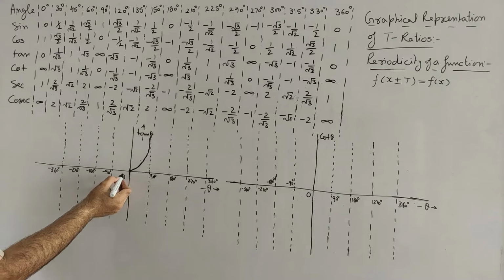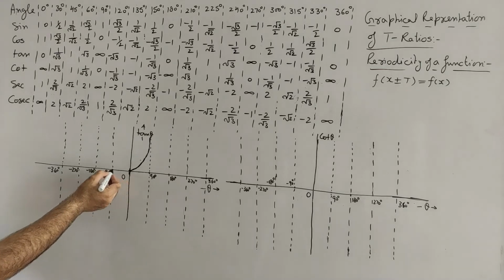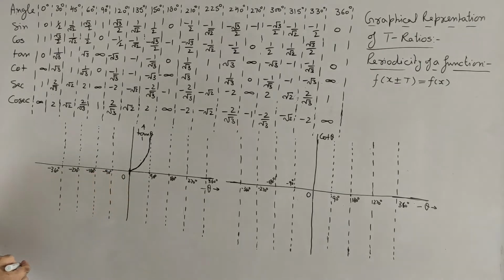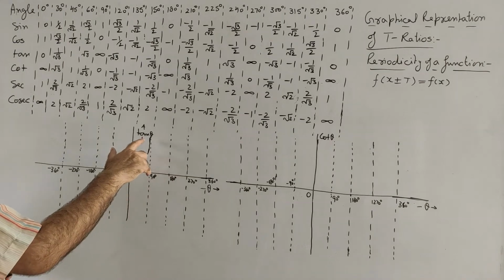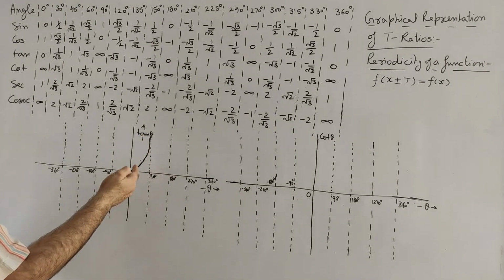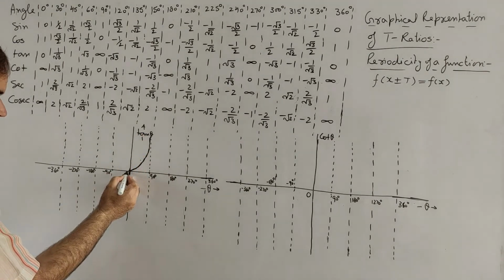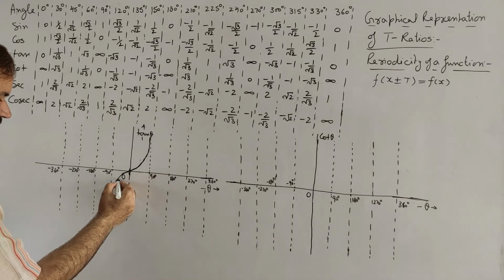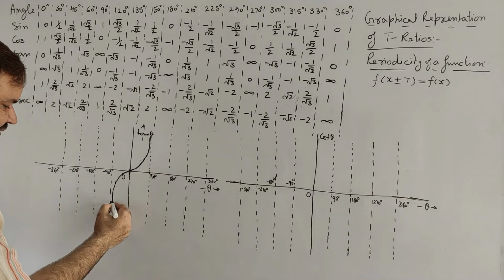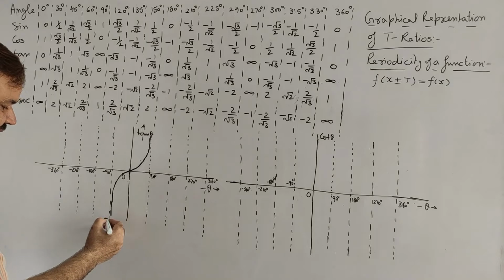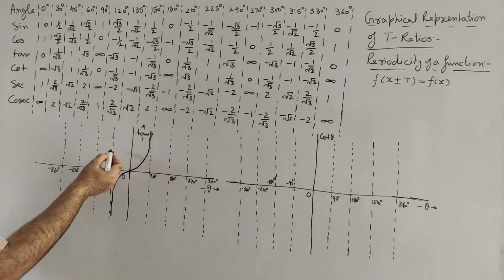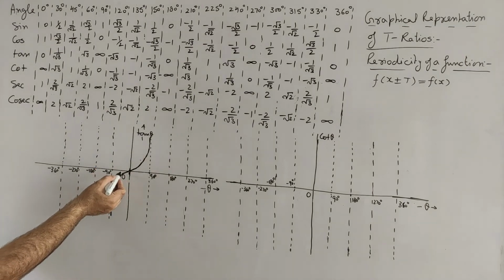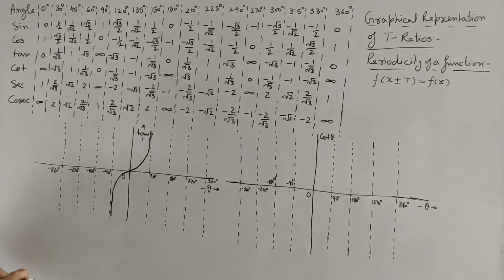Now when we come to minus 90 degree, then from 0 to minus 90 degree, tan minus theta is minus tan theta. So all these values will change in the same fashion but in negative direction. So it means the curve will be like this. Again, the curve will touch the perpendicular line passing through 90 degree at infinity.